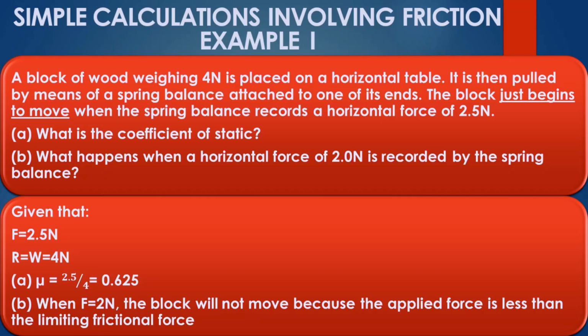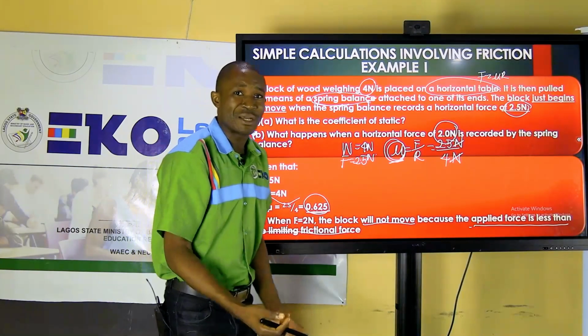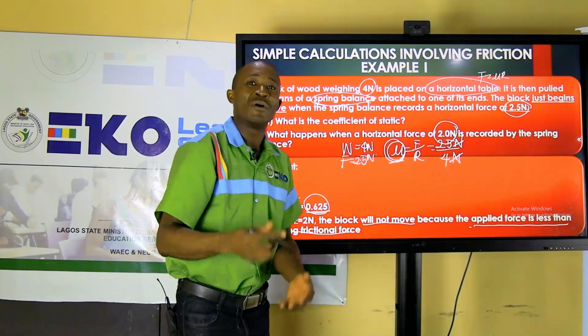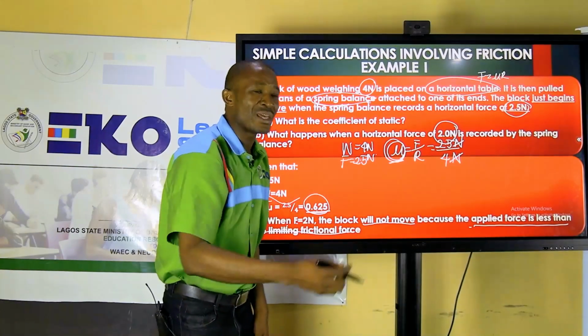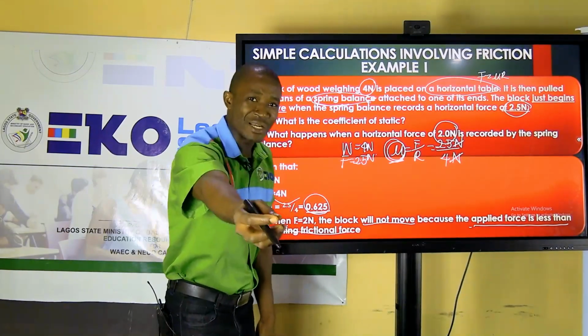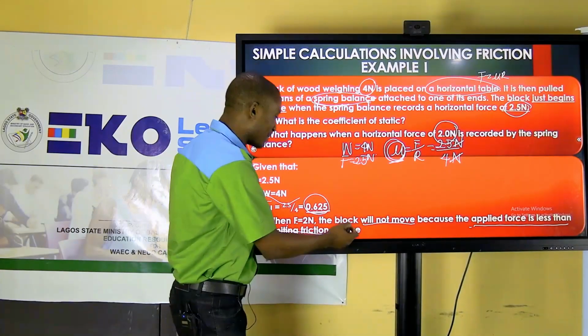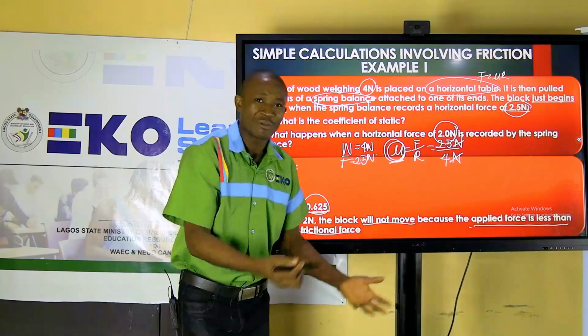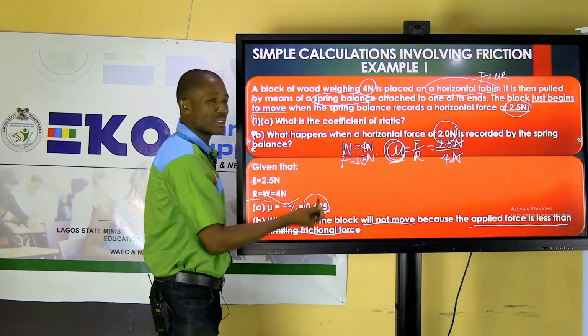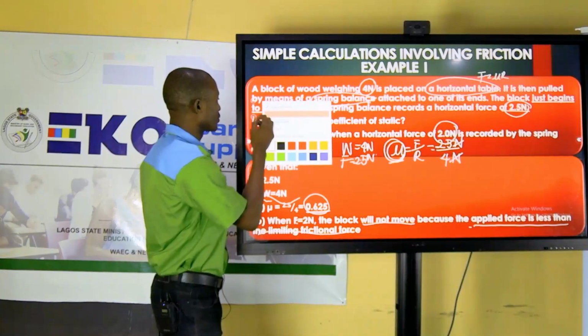There's a reason. Because the applied force is less than the limiting frictional force. It's like you want to buy bread in the market. You go, the bread is sold for 100 naira. You now get there, you are now presenting 80 naira. There's no way you can get the bread. That's just it. So you have the force that will make the object to move is 2.5. And now you are applying 2.0. It will not move. So you get that.